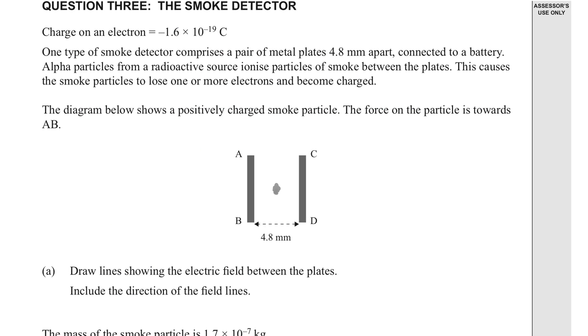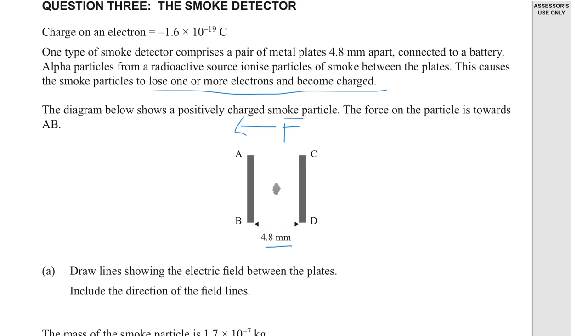Next, question 3, smoke detector. Charge on the electron again. Metal plates 4.8 millimetres apart, connected to a battery. Alpha particles from a radioactive source ionise smoke. Ionised particles of smoke between the plates, causing the smoke particles to lose one or more electrons and become charged. The diagram below shows a positively charged smoke particle. The force on the particle is towards AB. There's our force towards AB.